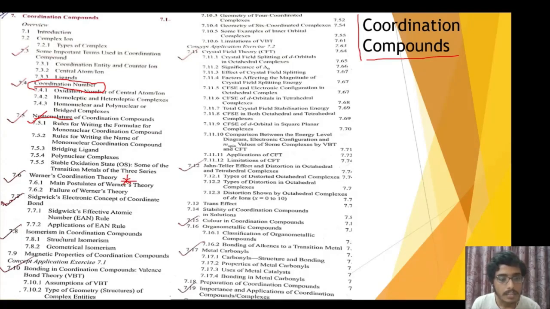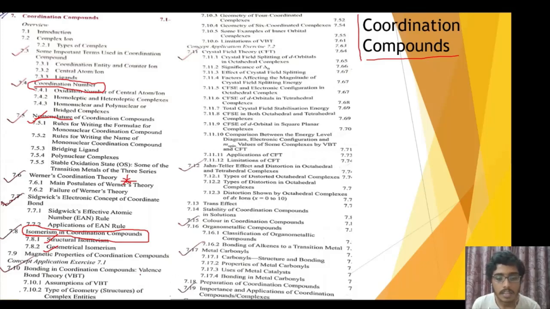Okay. Next is isomerism in coordination compounds. This is the one important thing. Which type of isomerism will that particular complex show, that you must know. Structural and geometrical isomerism, these are the two kinds, but these also have further classifications, as you must be knowing.